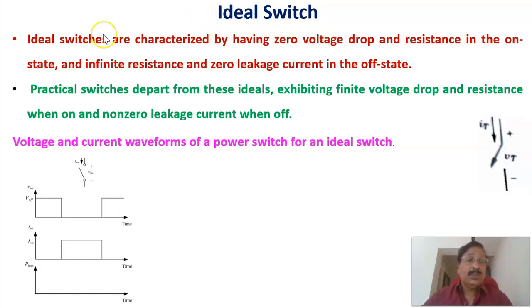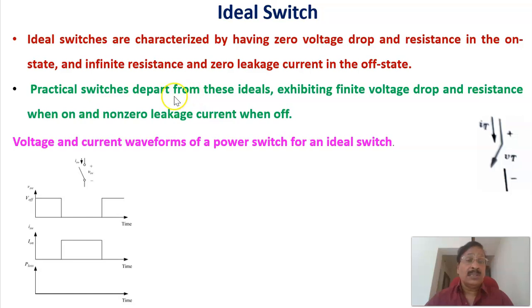Ideal switches are characterized by having zero voltage drop and zero resistance in the on state condition. When the switch is on, its resistance is zero and the voltage drop across it is equal to zero, and it has infinite resistance and zero leakage current in the off state. When the switch is off, it has infinite resistance and zero leakage current. These are the ideal switch characteristics.